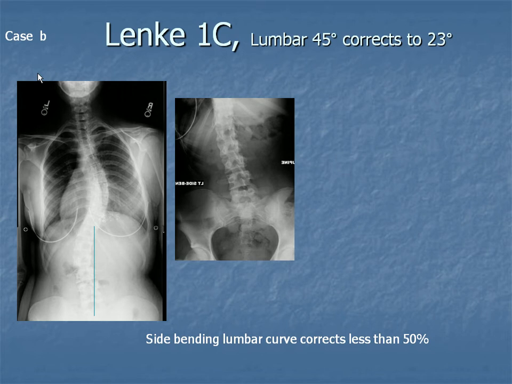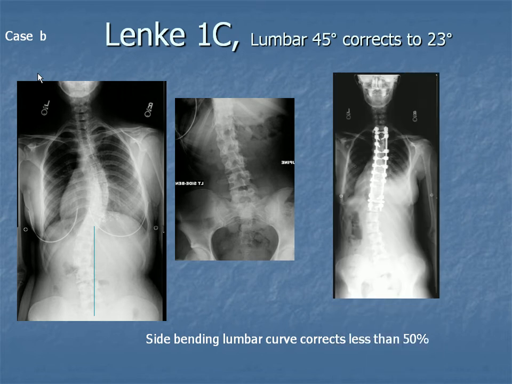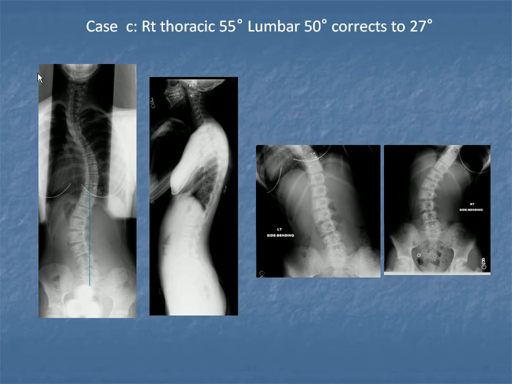But look at the difference here. We did selective fusion, and she's a very unhappy lady, because you can look at the flank: a flat lumbar area on the left side and a deep lumbar area on the right side due to the residual curve down there, and she is unhappy with her results. So that's another case showing the same story exactly again.